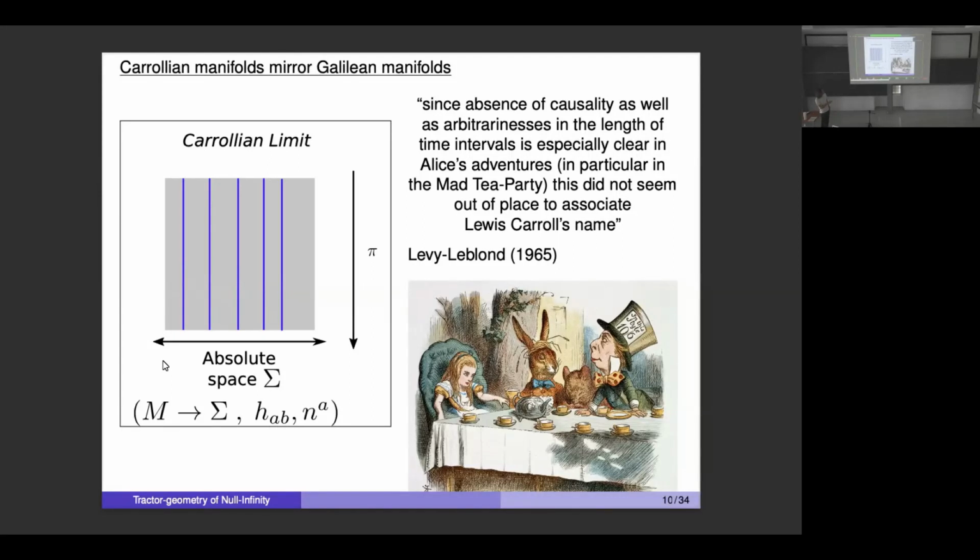Lévy-Leblond's paper says that he wants to use Lewis Carroll's name because it relates to this Mad Tea Party. I think the picture is that all these crazy persons are all in their very own time. They evolve here, and their times are not talking to each other. At least this is what you find in Lévy-Leblond's paper.